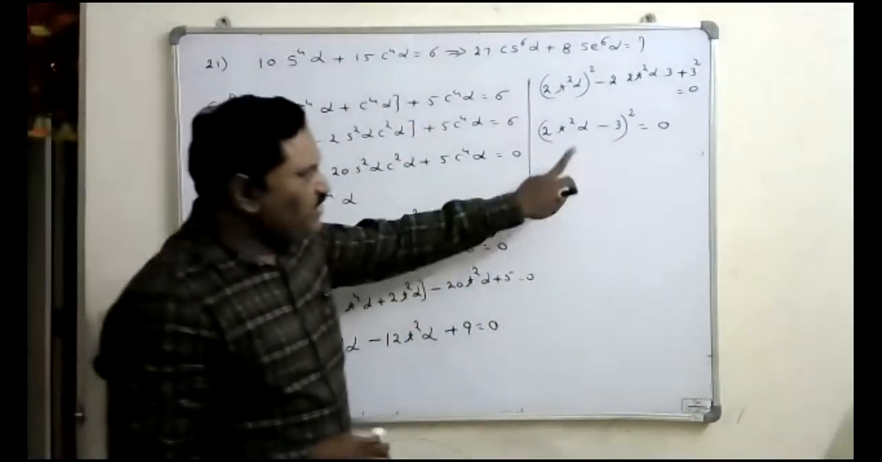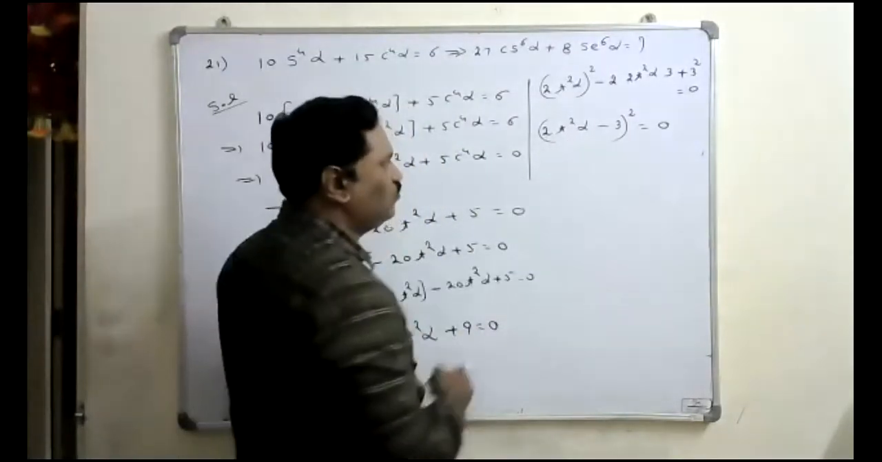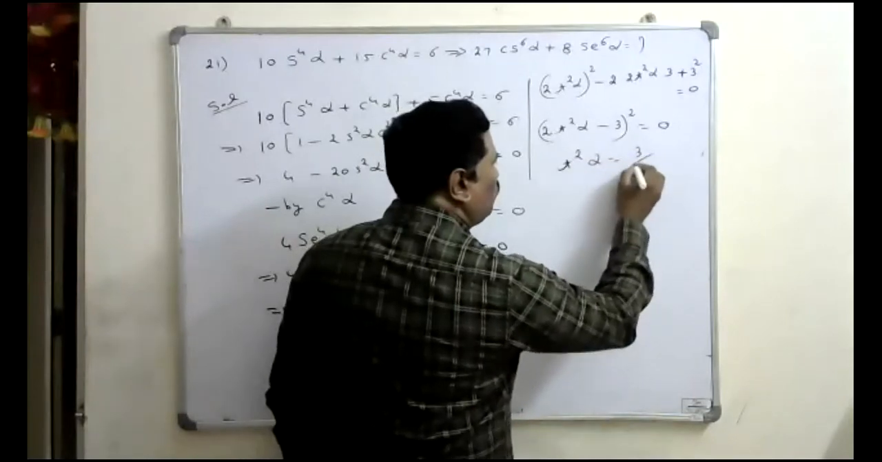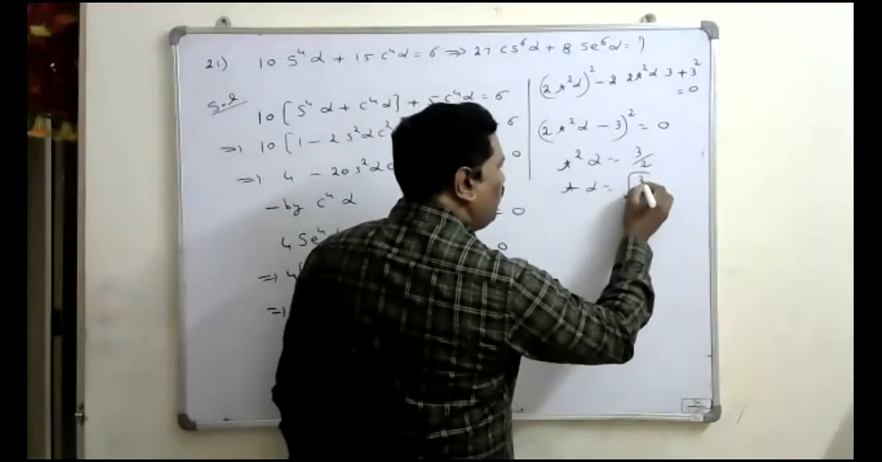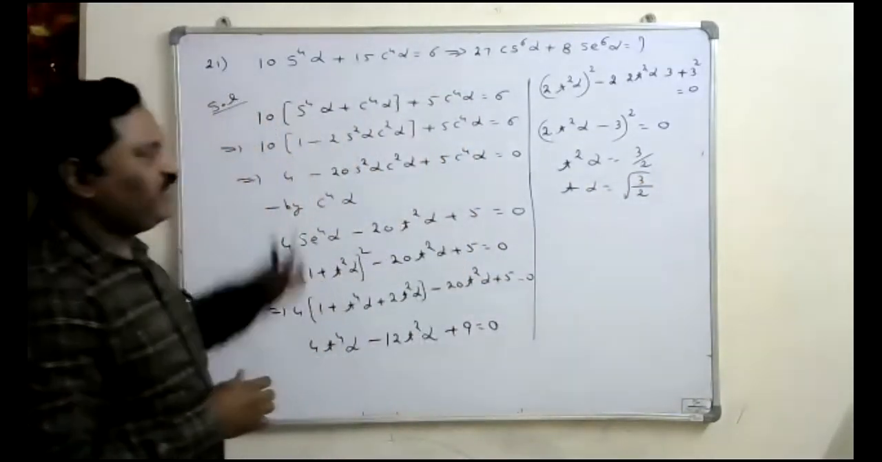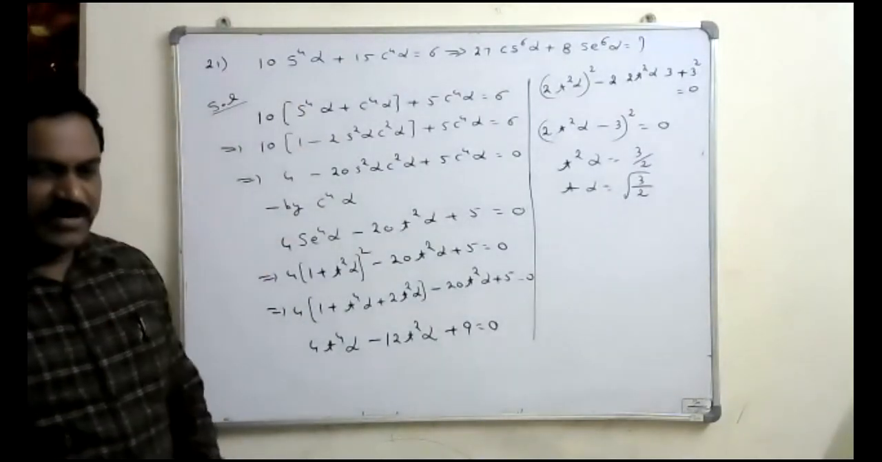So if this is 0, it means the base is 0. Therefore tan square alpha equals 3 by 2. Tan square alpha is equal to 3 by 2 means tan alpha is equal to under root 3 by 2. So from that given equation we found the value of tan alpha, right?